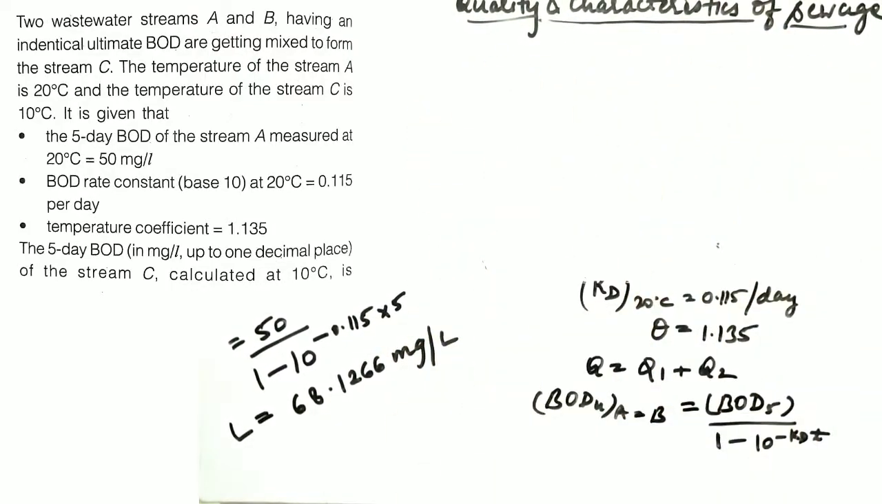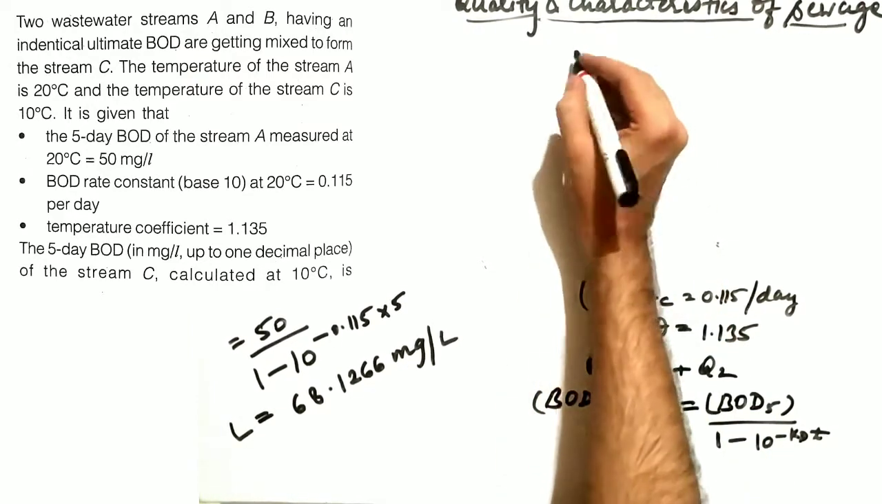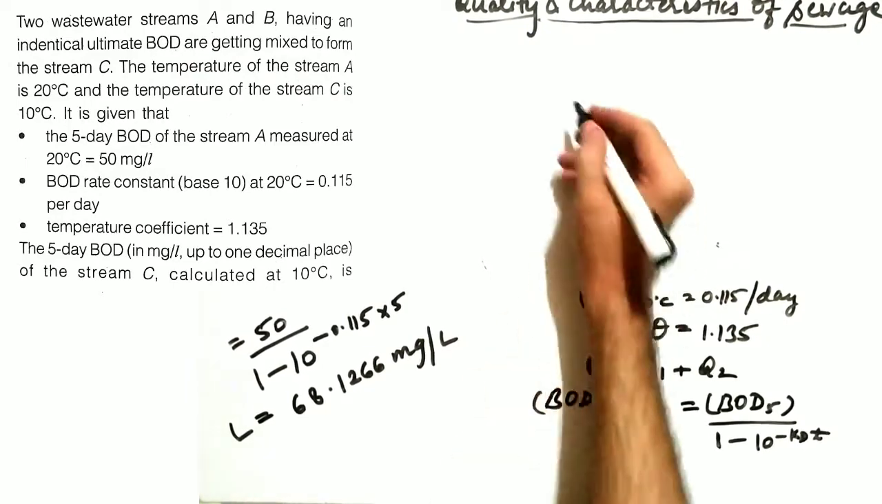Now see, you have the BOD ultimate of stream A as well as for stream B. Now you have to calculate what is asked in the question. The question is asking you to calculate the value of BOD 5 for stream C. For that you should know the BOD ultimate for stream C. Now see, how can you calculate that?